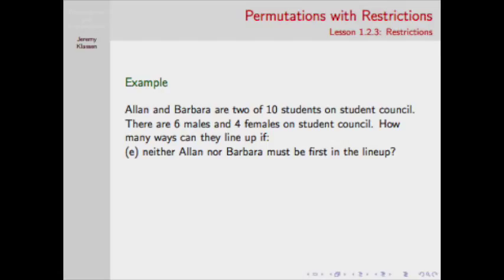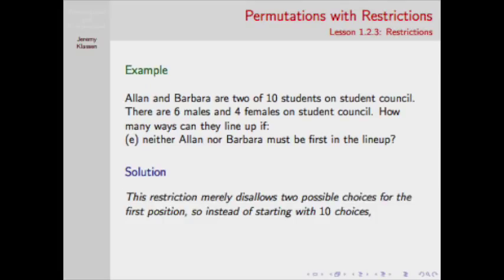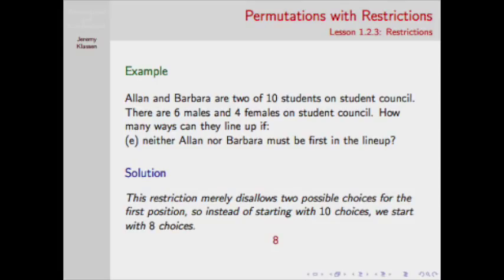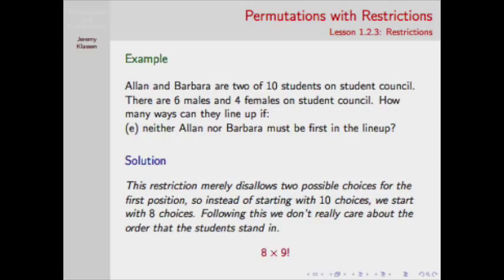The next question is being asked in the negative. How many ways can these students line up if neither Alan nor Barbara can be first in the lineup? This particular restriction simply disallows 2 possible choices for the first position. So instead of starting with 10 choices, we start with 8 choices. Then, because we don't really care what order the remaining students stand in, we'll simply multiply by 9 factorial to give us our grand total for the number of permutations.